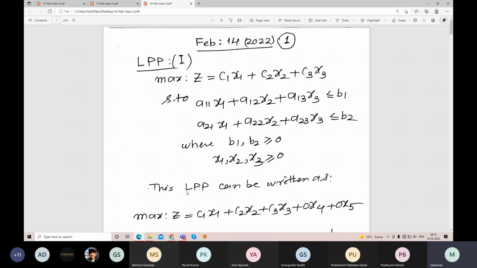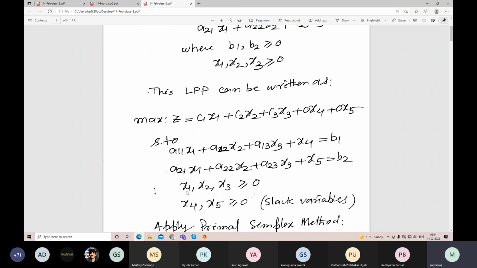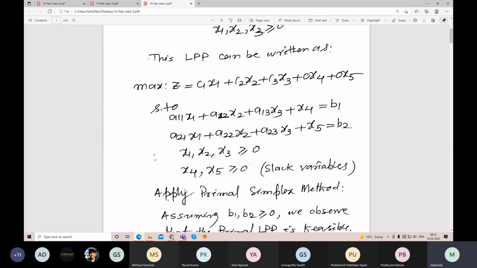So now we have to simplify. How will we simplify? Maximization type. So what I have done: slack variables S1, S2. Here I am just naming the slack variables X4 and X5. The three original variables are X1, X2, X3, and the slack variables are X4 and X5. Generally, slack variables are basic variables. Artificial variables are also basic variables. Surplus variables cannot be basic variables. Do you know the reason?